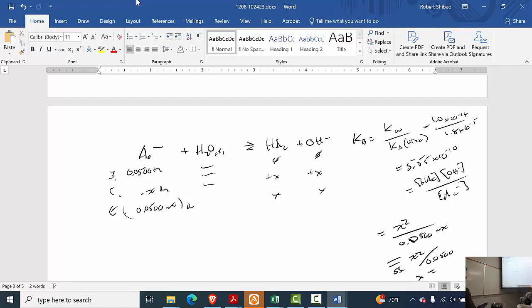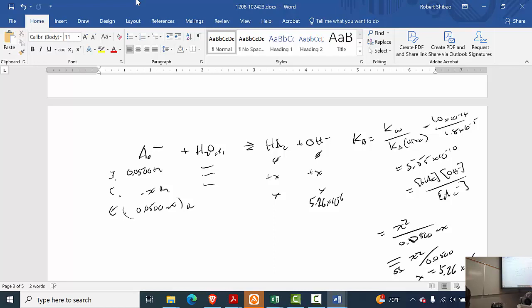It's a pretty weak base. So Kb is 5.55 times 10 to the minus 10 times 0.05 equals, and then take the square root of that. Answer, I get 5.26 times 10 to the negative 6. So how much hydroxide I generate is 5.26 times 10 to the minus 6.